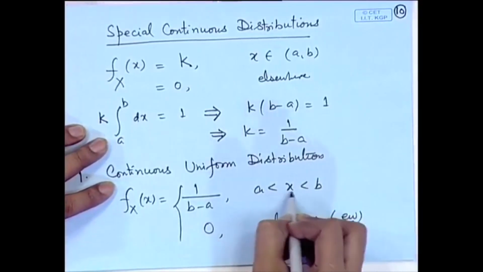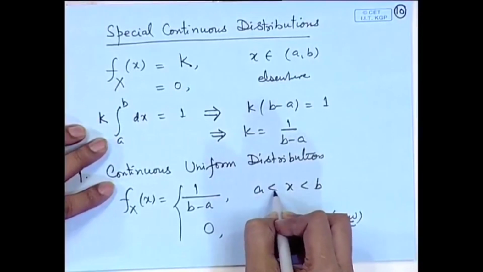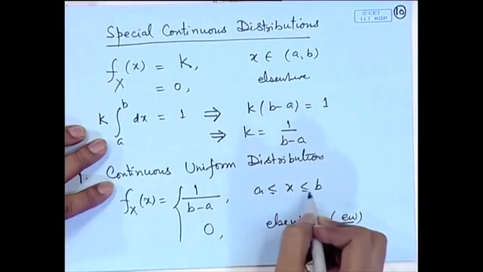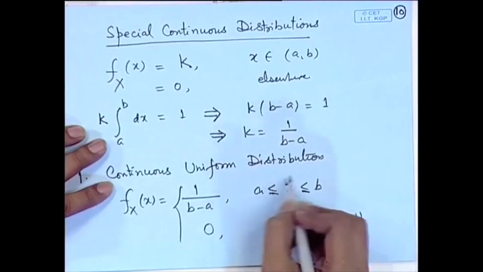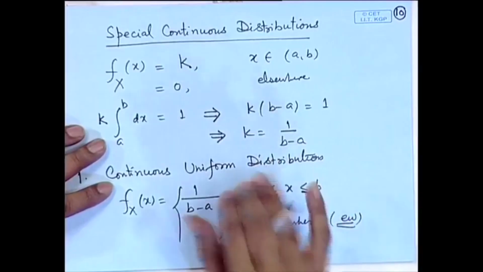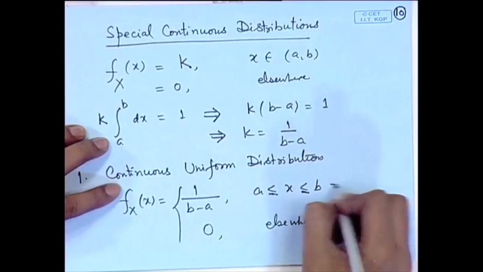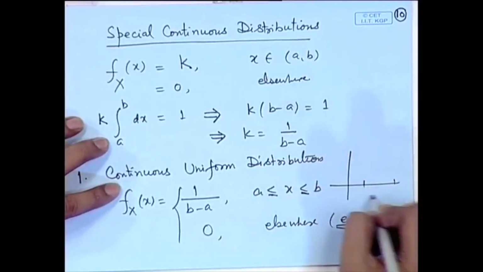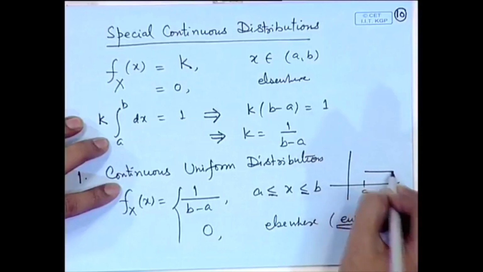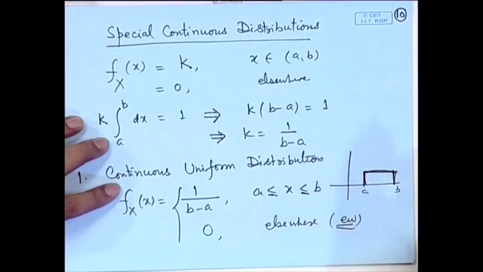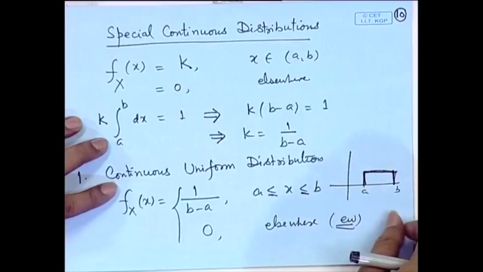Of course, here it is immaterial whether we use strict inequalities or we use less than or equal to at some points, because the probability of a point is 0. So, in a continuous distribution, inclusion or exclusion of a point does not make any difference. If you look at the shape of this distribution, suppose a and b are here, then 1 by b minus a is this. So, it is a plateau kind of thing, the continuous uniform distribution. We may look at some of the properties here.